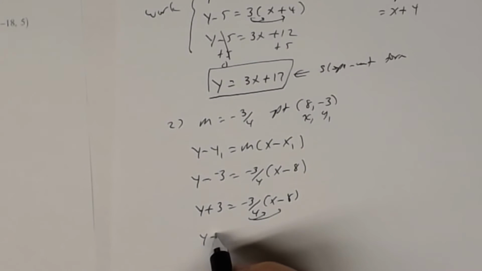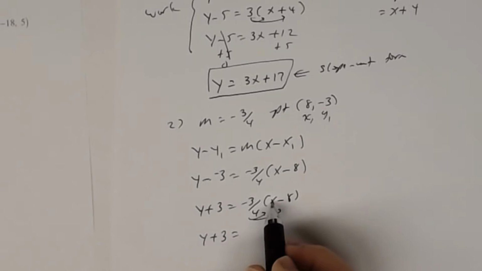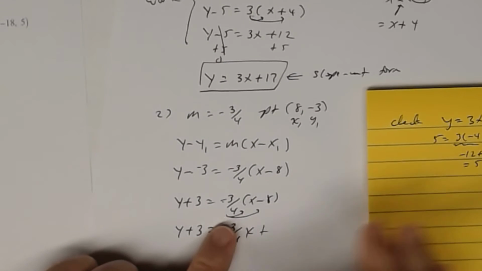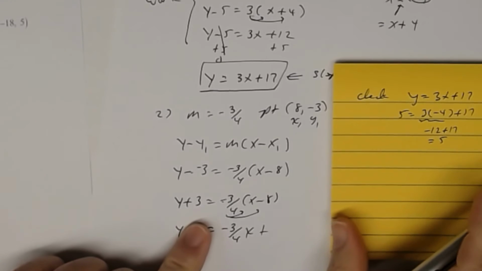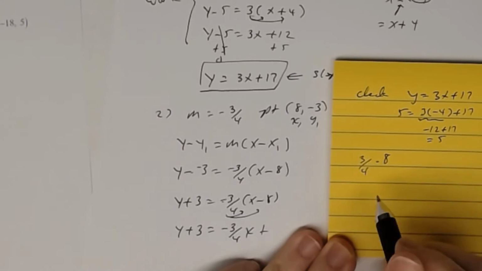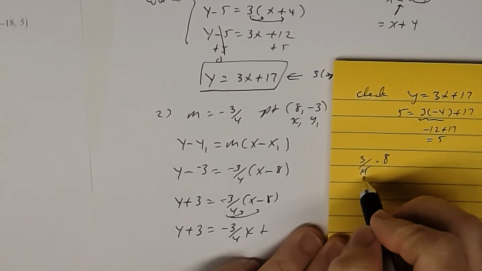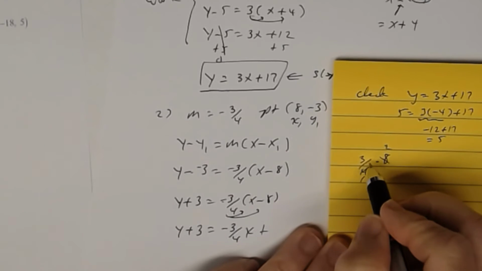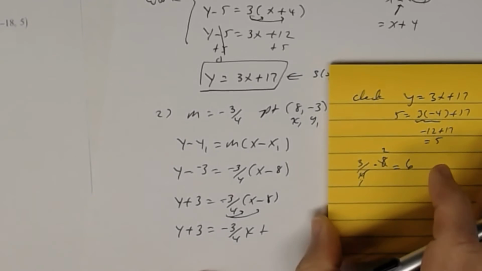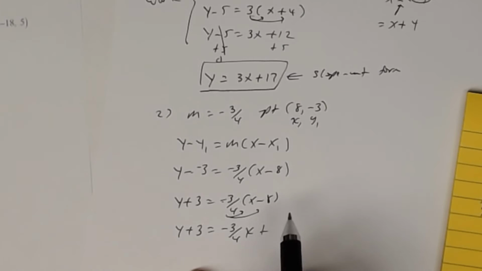So I get y plus 3 equals negative 3/4 times x is a negative 3/4 x. Now remember, a negative times a negative is a positive, right? Okay, so now we've got to multiply 3/4 by 8. So let's look at that. 3/4 times 8, right? Okay, so let's reduce this. 4 into 4 is 1, 4 into 8 is 2, and then 3 times 2 is 6. So a negative 3/4 times a negative 8 is a positive 6.